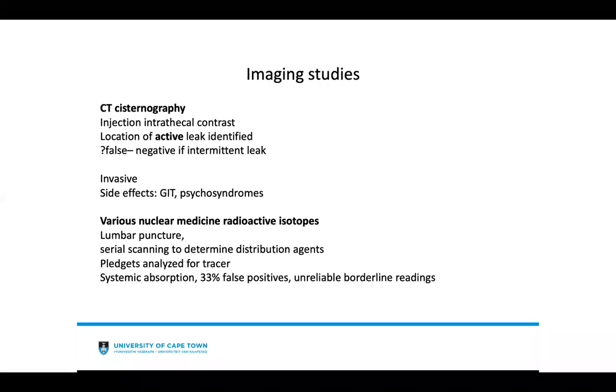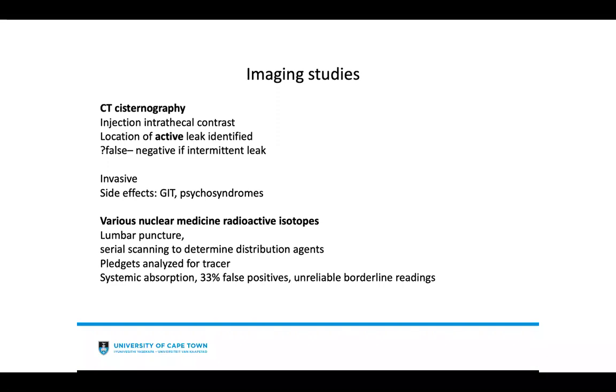CT cysternography, this is where they actually inject intrathecal contrast, and it will help you to identify a leak if it's active. It might give you a false negative if your leak is sort of intermittent and it doesn't see it at the time of doing the cysternography. It's pretty invasive, and you can have some side effects to the intrathecal contrast, like GIT upset.